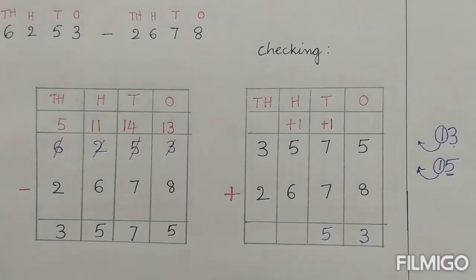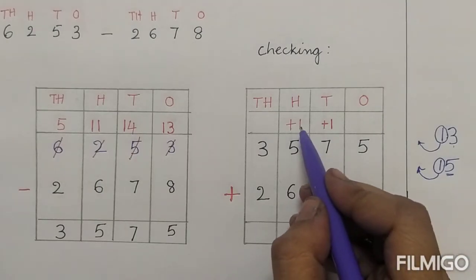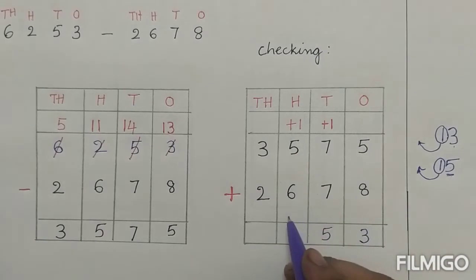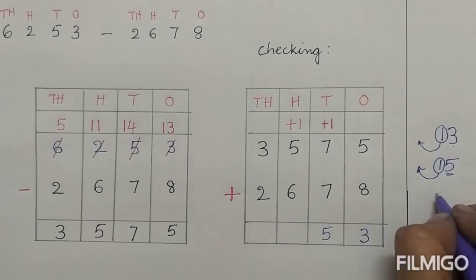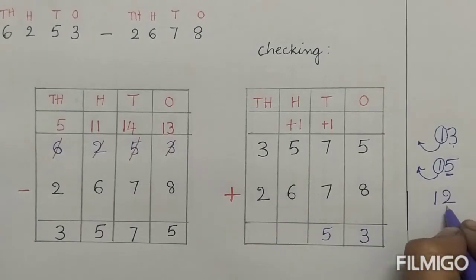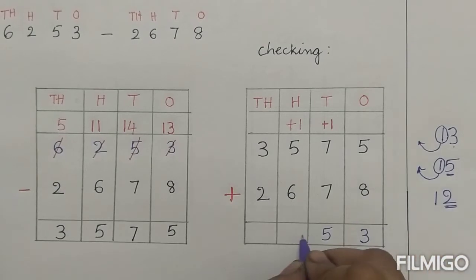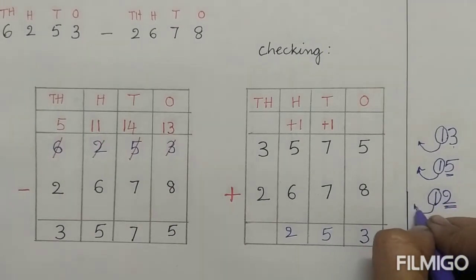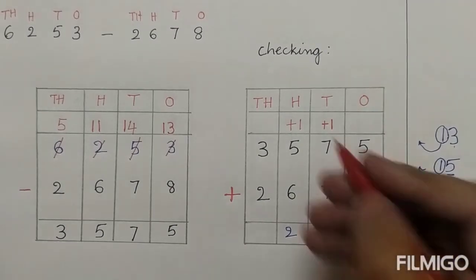Now here in hundreds column, what are the numbers? Plus 1 plus 5, 6, 6 plus 6. How much? Again two digits. So the first digit will sit in hundreds column, and this will go to the next column as a carry forward.